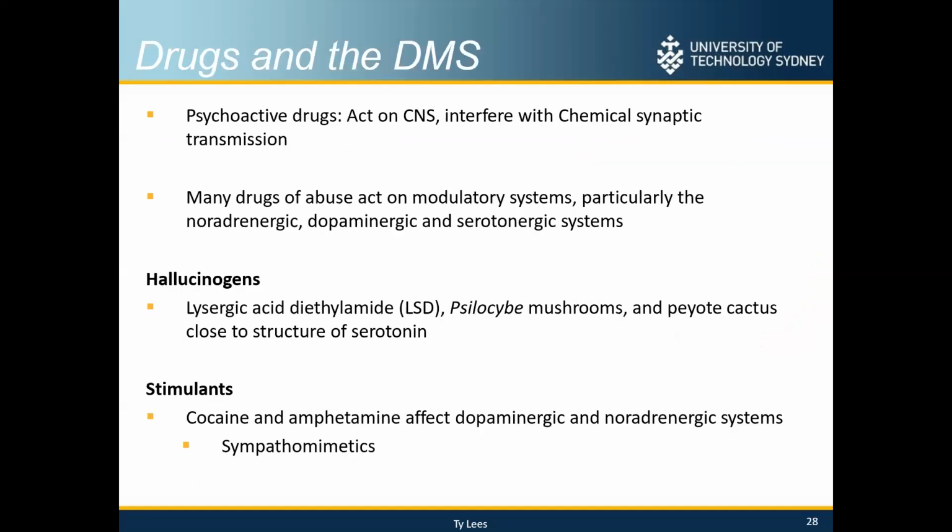So there are many psychoactive drugs that were found to be interfering with the chemical synaptic transmission. In cases of many drugs of abuse, these can act on the modulatory system, particularly the noradrenergic, dopaminergic, and the serotonergic system. Examples include lysergic acid diethylamide, or LSD. You also have psilocybe mushroom and peyote cactus.